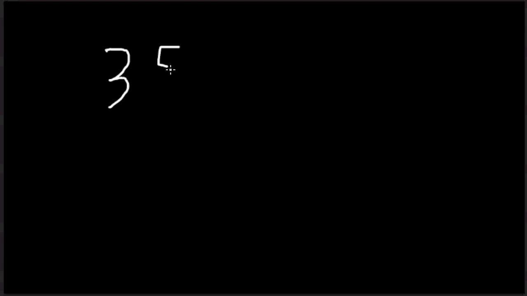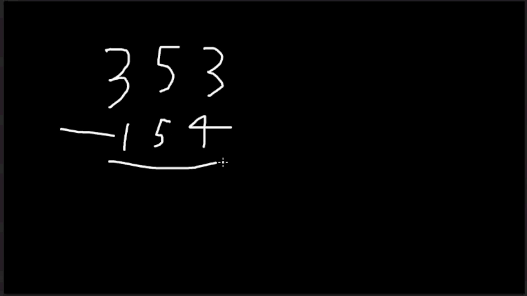353 minus 154. Wow, that wasn't even intentional. So as you can see, we've got a problem early on right here. You can't take away 4 from a 3. Alright, so this time we actually do have to borrow from our neighbor. So that becomes a 4. This becomes a 13. And 13 minus 4 is 9. So we're going to put a 9 right there.